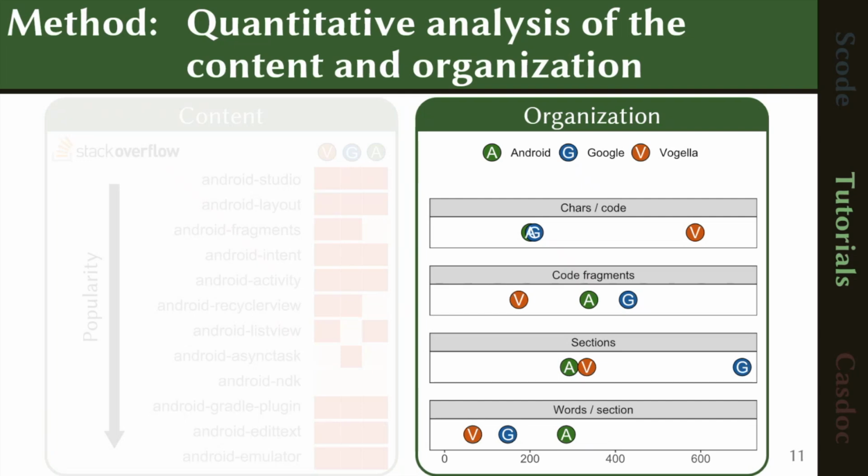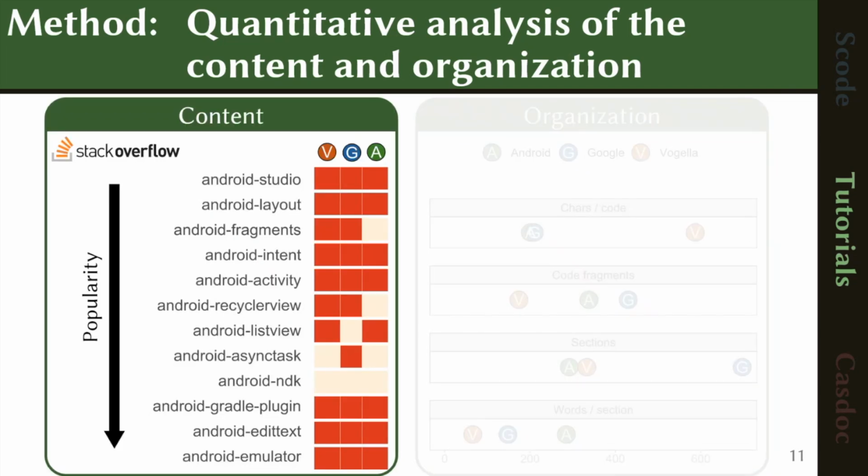In terms of organization, we looked at different structural properties. I have 4 of them, but we looked at even more, like the length and number of code examples and sections. So for example, above, you can see that the length of code examples, in this case the number of characters per code example, is fairly larger for Vogella than for the other 2 tutorials. So this gives us some insight about how tutorial creators decide to make tutorials. Do they prefer a lot of small code fragments, or in the case of Vogella, larger but fewer code examples?